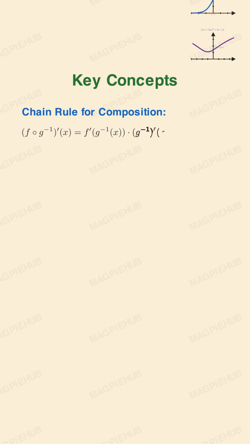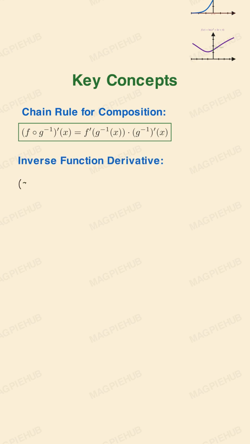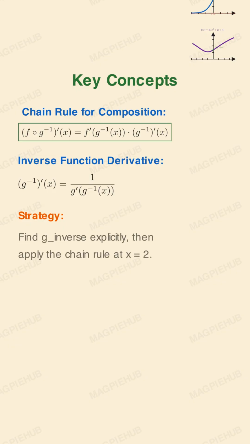The key concepts here are the chain rule for composite functions and the derivative of an inverse function. The derivative of f composed with g inverse at x equals f prime at g inverse of x times g inverse prime of x. Alternatively, we can find g inverse explicitly and differentiate directly. Our strategy is to find g inverse, compute both derivatives, and evaluate at x equals 2.